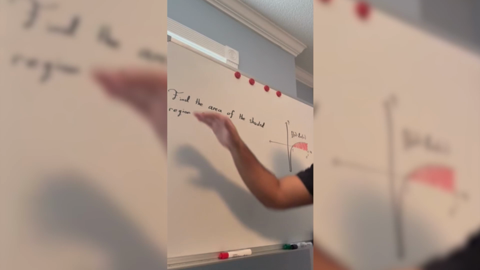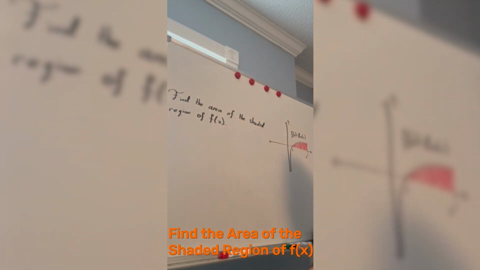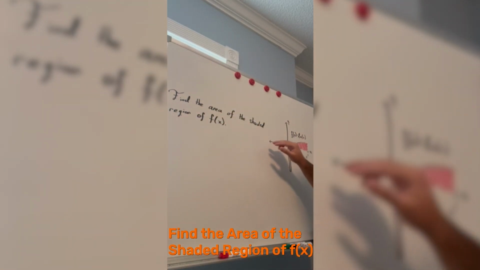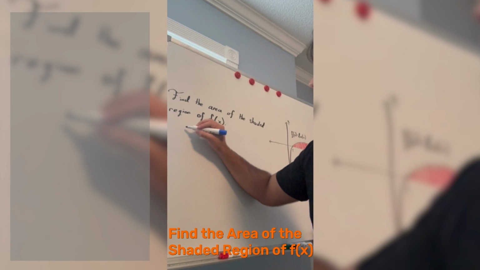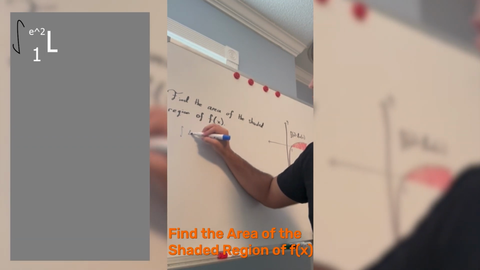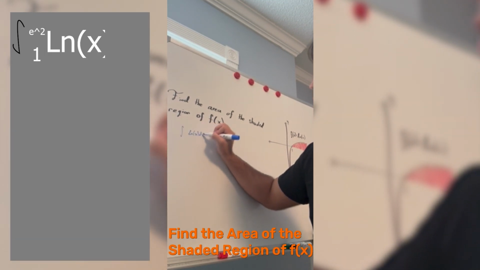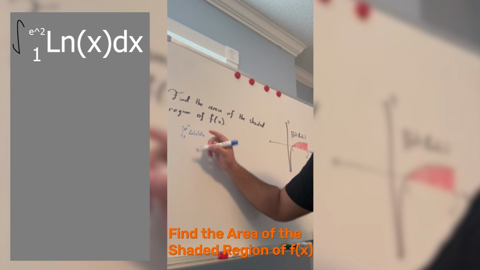Here, we're finding the area of the shaded region of f of x, which, as shown on our graph, is bounded by the x-axis, f of x equals ln of x, x equals 1, and x equals e squared. In other words, we're finding the area under the curve of ln of x from 1 to e squared, which can be represented by this integral.